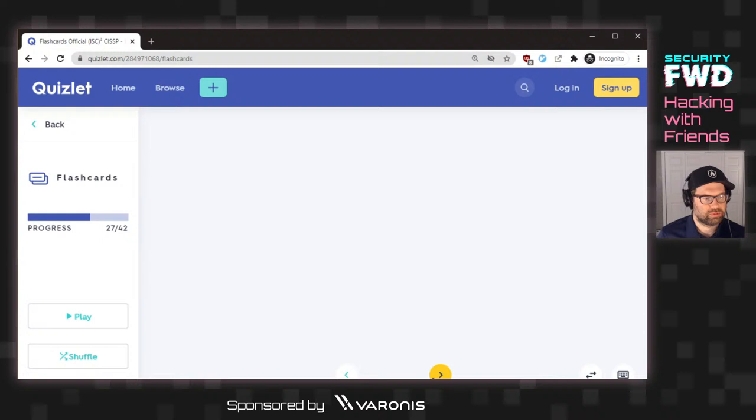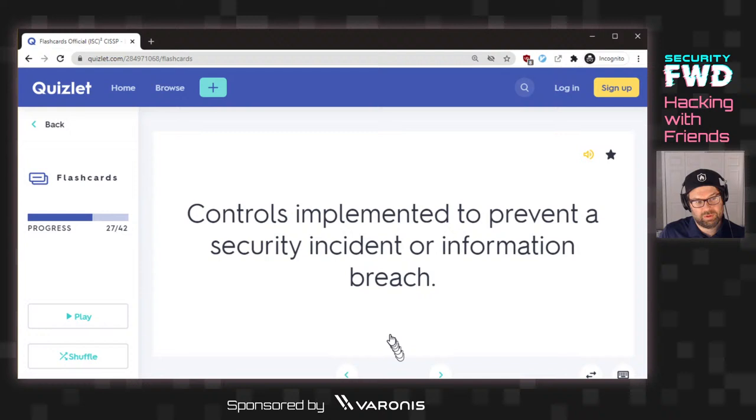Controls implemented to prevent a security incident or information breach. Data controls, I think.